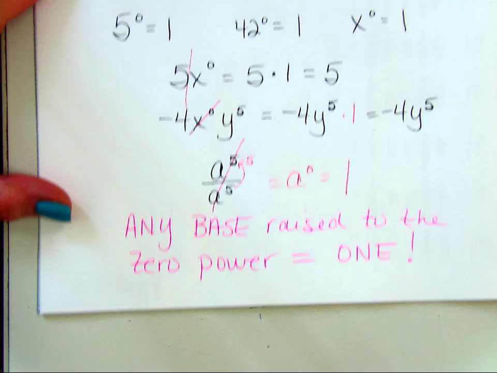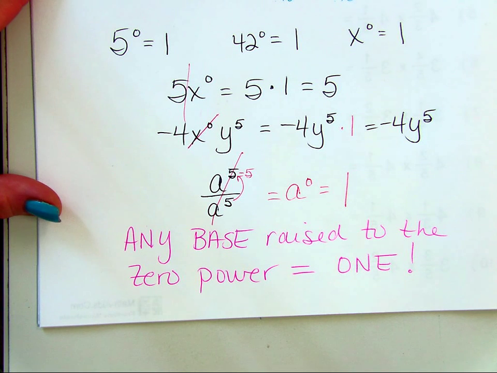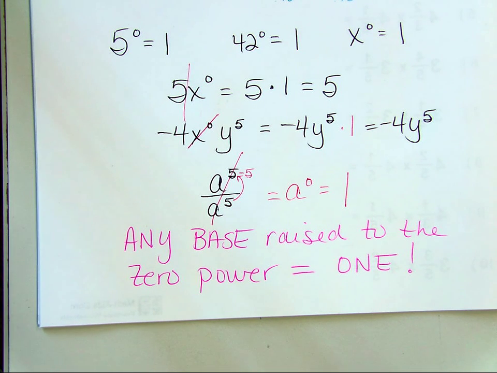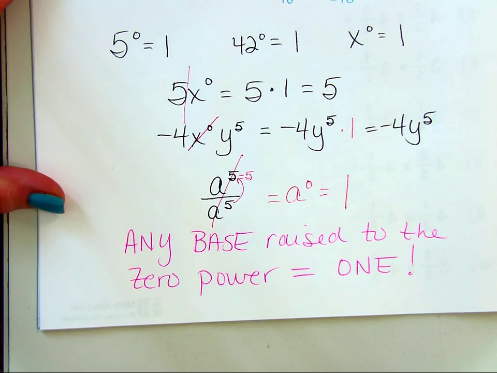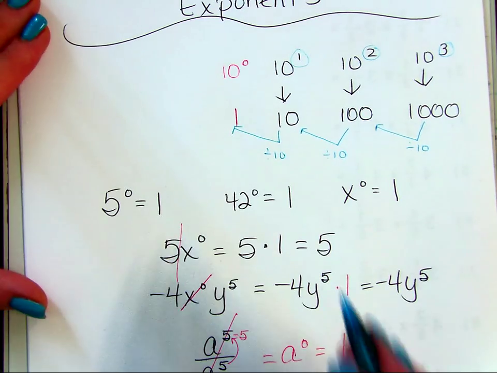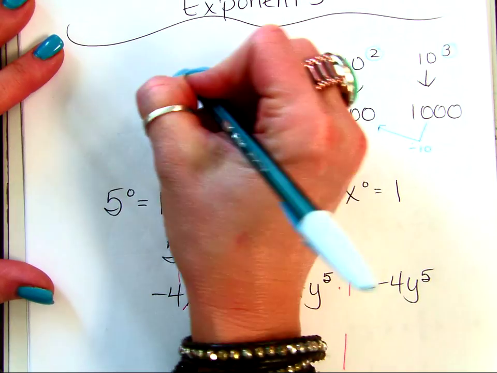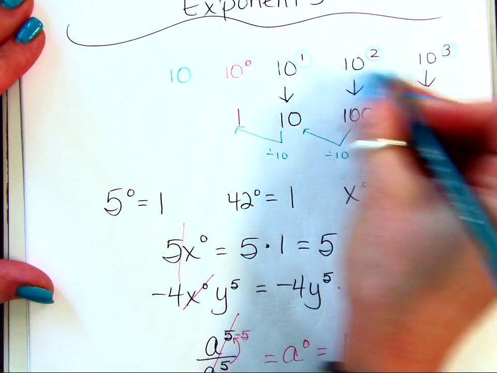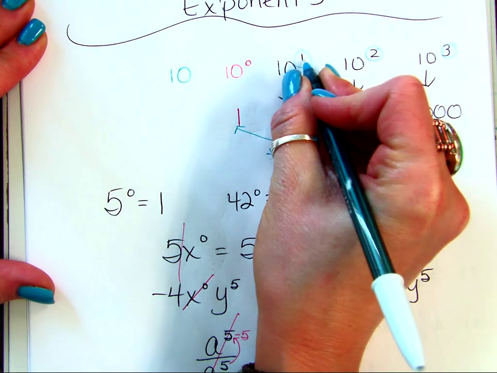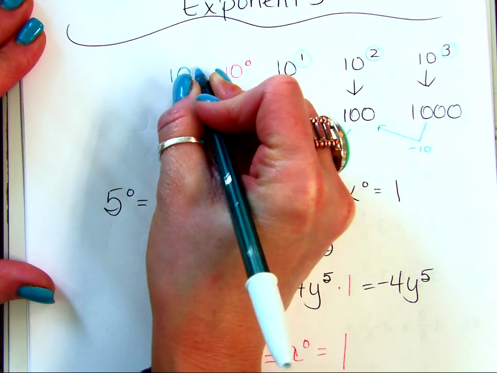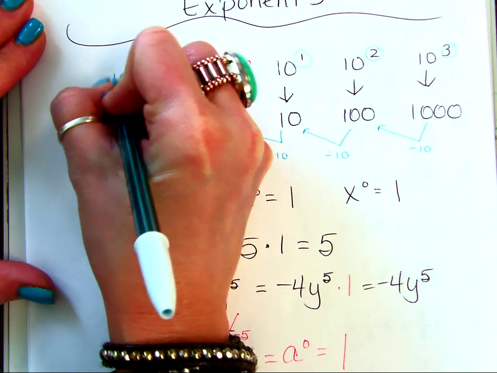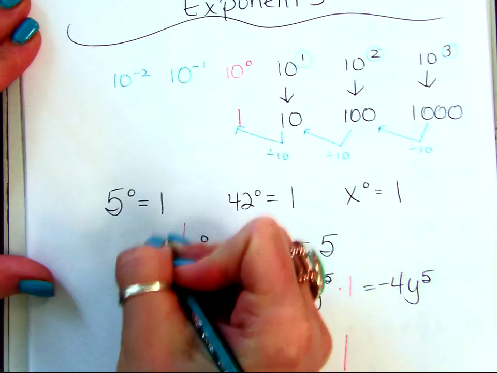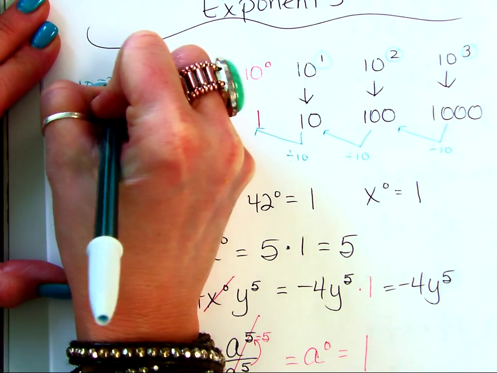All right. Let's keep our pattern going. Let me go back up. So, if I keep going with 10 cubed, 10 squared, 10 to the 1, think of a number line. 10 to the 0, what comes next? Negative 1. 10 to the negative 2. 10 to the negative 3.